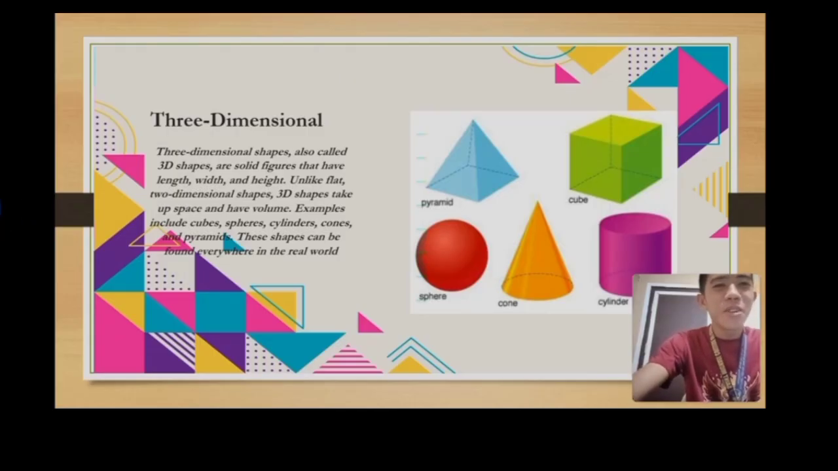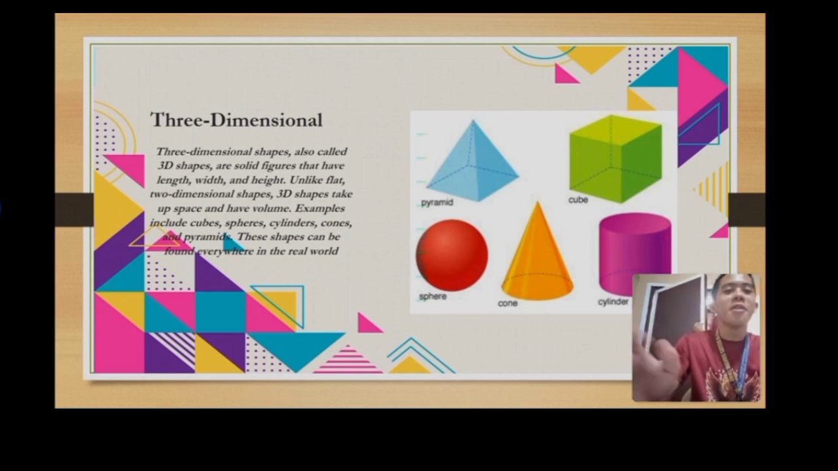Three-dimensional shapes, also called 3D shapes, are solid figures that have length, width, and height. Unlike flat, two-dimensional shapes, 3D shapes take up space and have volume. Examples include cubes, spheres, cylinders, cones, and pyramids. These shapes can be found everywhere in the real world.